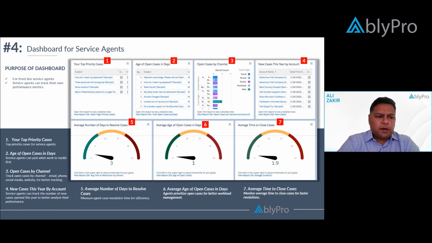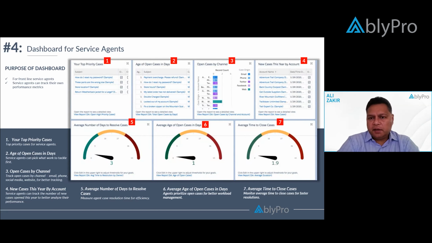So if you look at number 1 here, top priority cases. Once again, it's just broken down with the type of cases that they're dealing with. Open cases in days. Once again, for a particular case, how many days it's been open for. Moving on, number 3, open cases by channel. So how many cases they have, and where they're coming in from.